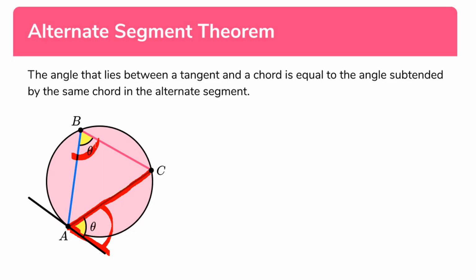All right, that's the alternate segment theorem. The angle that is subtended by the same chord. So these two angles are equal. That's what they're trying to say.